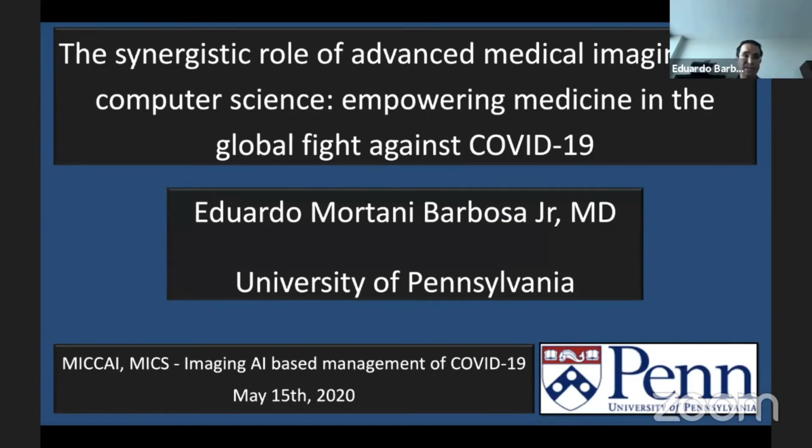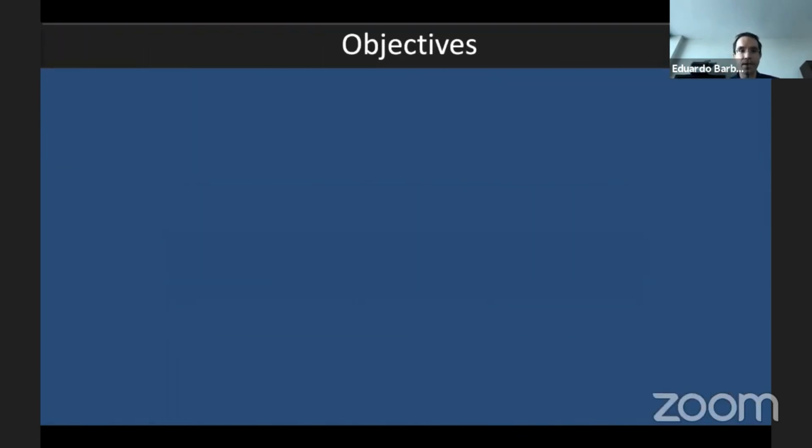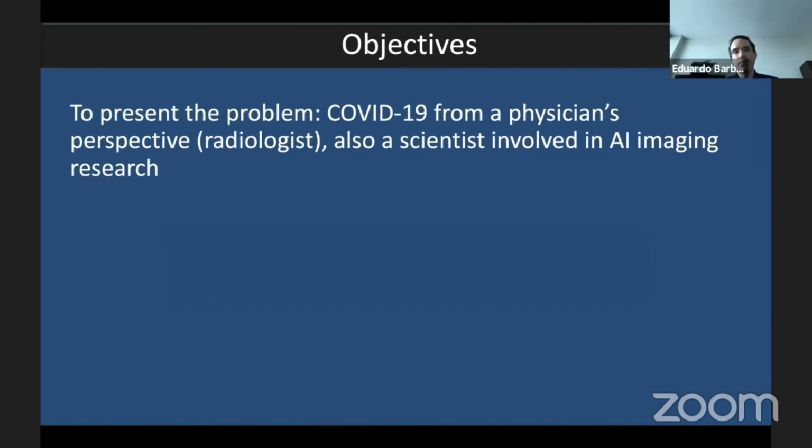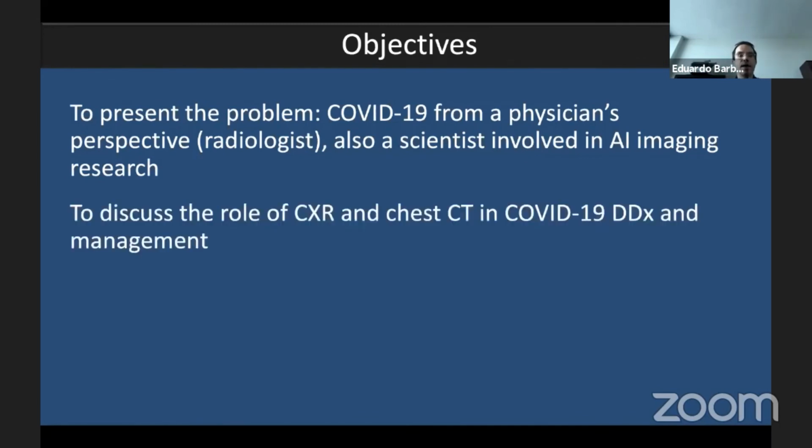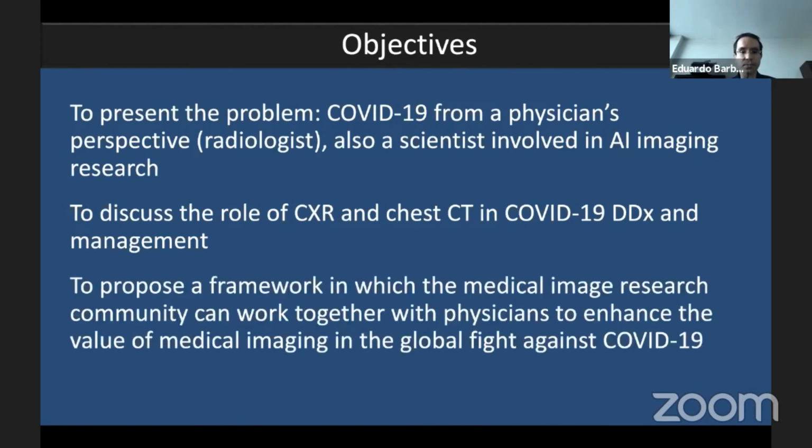So the title is basically the synergistic role of advanced medical imaging and computer science, empowering medicine in the global fight against COVID-19. As I said, I will try to present the problem from the perspective of a physician, a radiologist who is in the front lines reading imaging studies on COVID-19 patients, but also a scientist that has some interest in AI-related research. I will discuss the role of chest radiograph and chest CT in COVID-19 differential diagnosis and management.